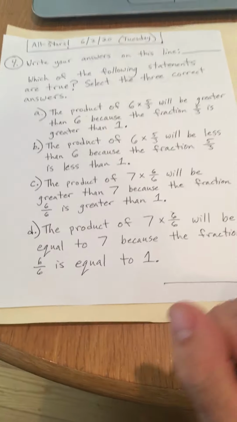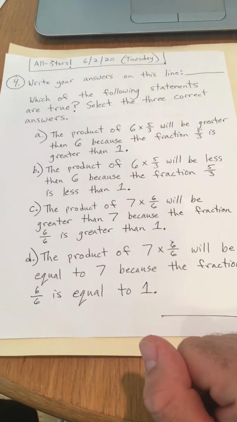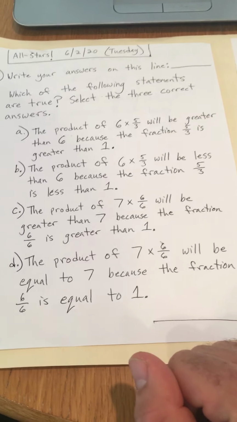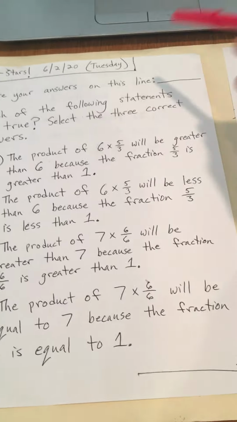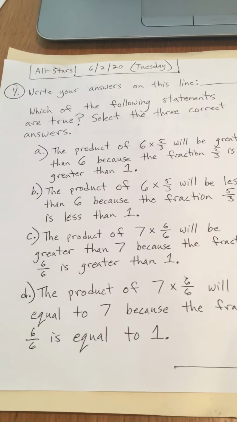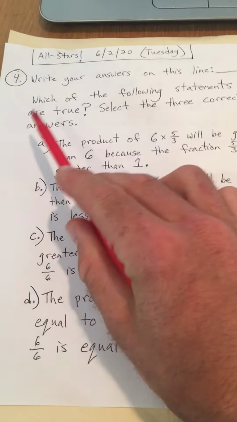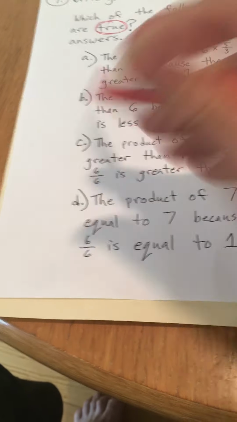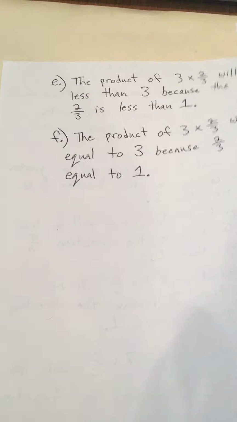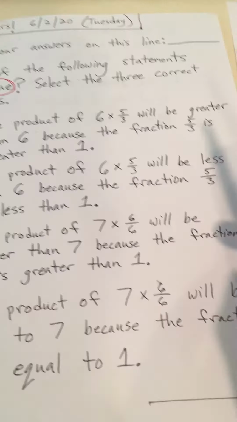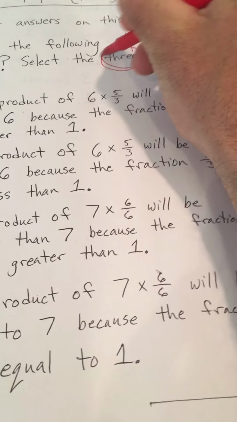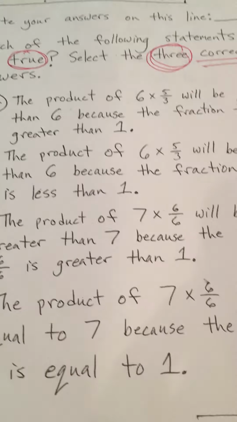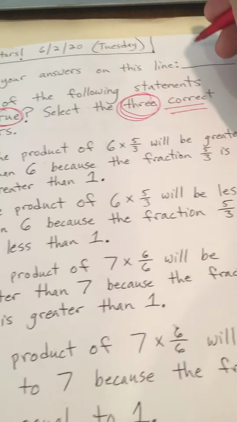You should have already tried this problem. This is number 4 on today's assignment in Google Classrooms. It says to write your answers on this line, so we'll write those at the end. It says, which of the following statements are true? So we're going to look at these 1, 2, 3, 4, and then there's 2 more here on the back, 5, 6 statements, and we're going to find 3 correct answers. So we need to choose 3.